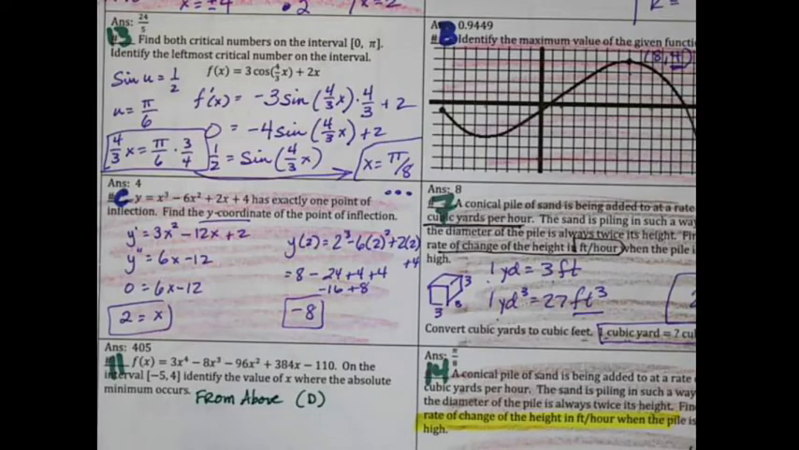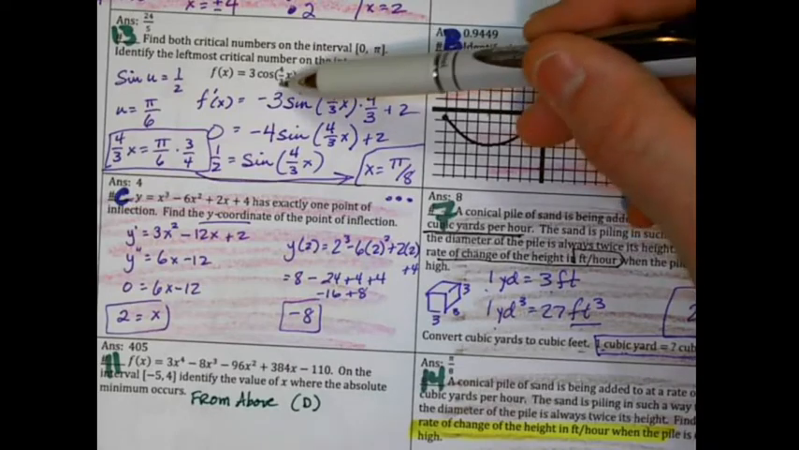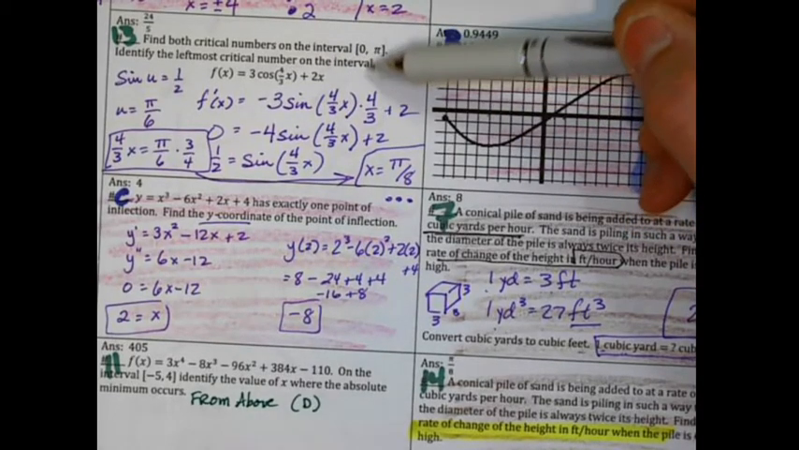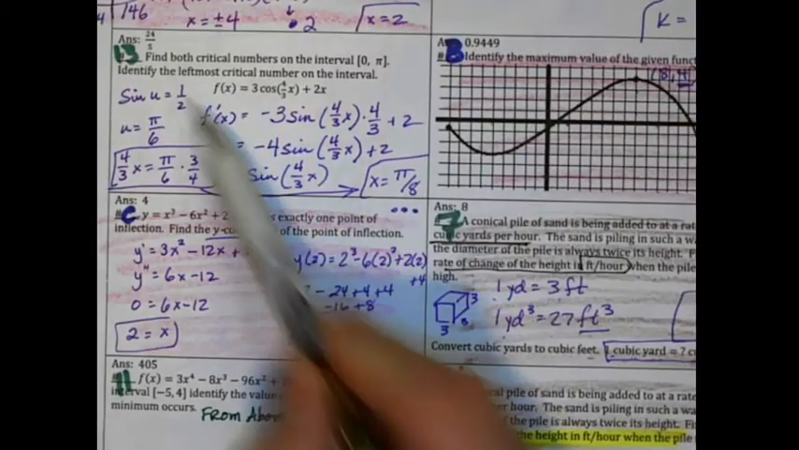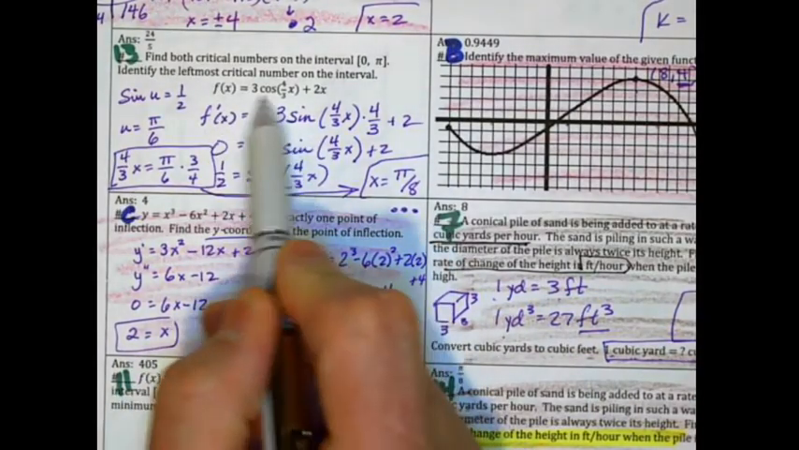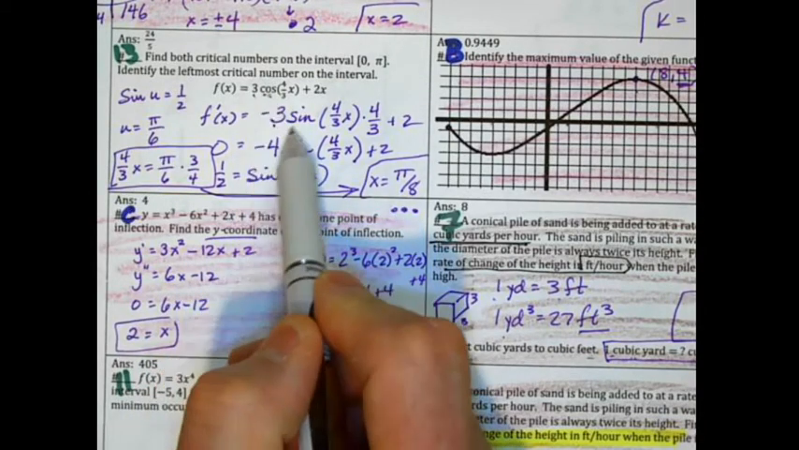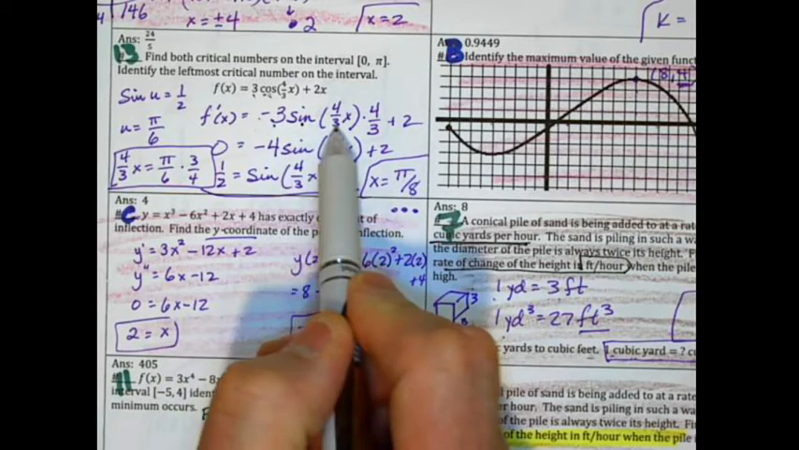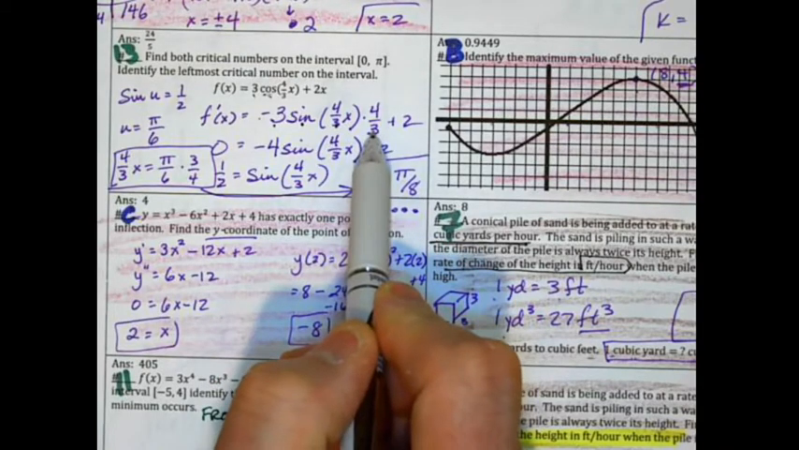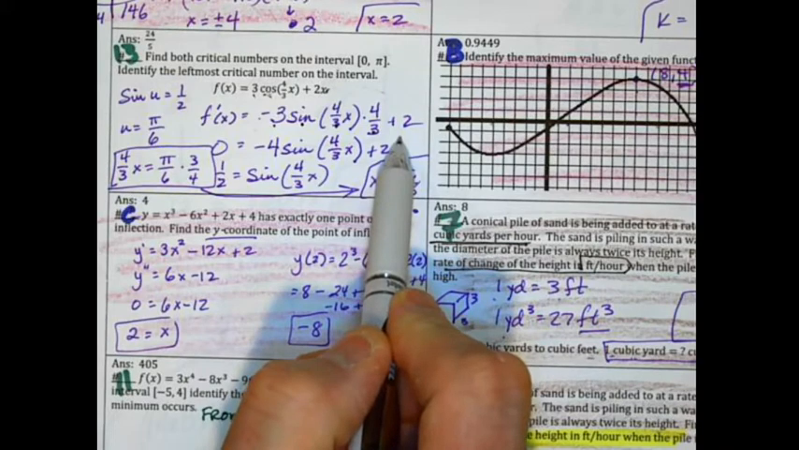All right, we're going to move to the second page now, and we're going to look at this one with the critical numbers between 0 and pi. The leftmost critical number of this function, so I need the derivative. The 3 stays out front. The derivative of cosine is negative sine, so this negative goes with that negative sine, times the inside, times the derivative of the inside, plus the derivative of 2x, which is 2.